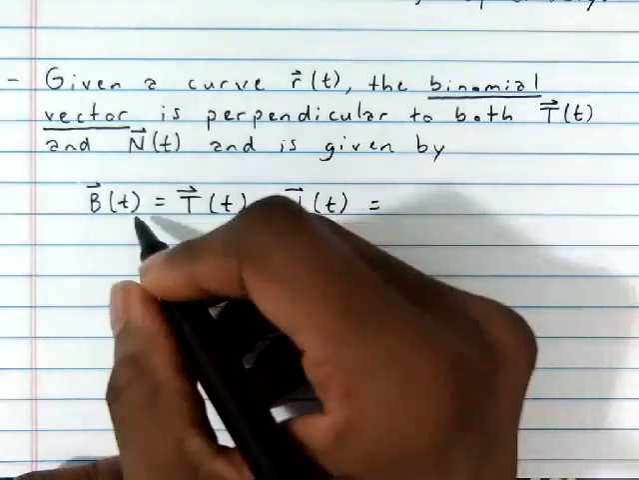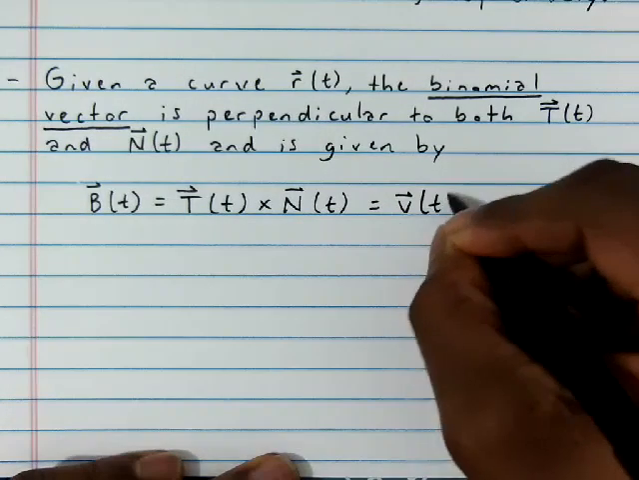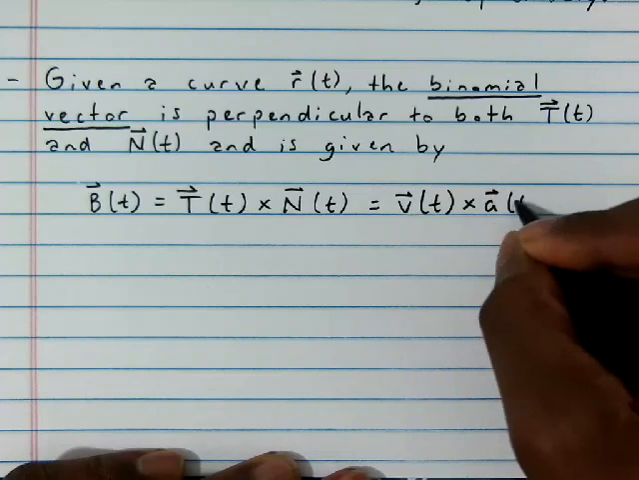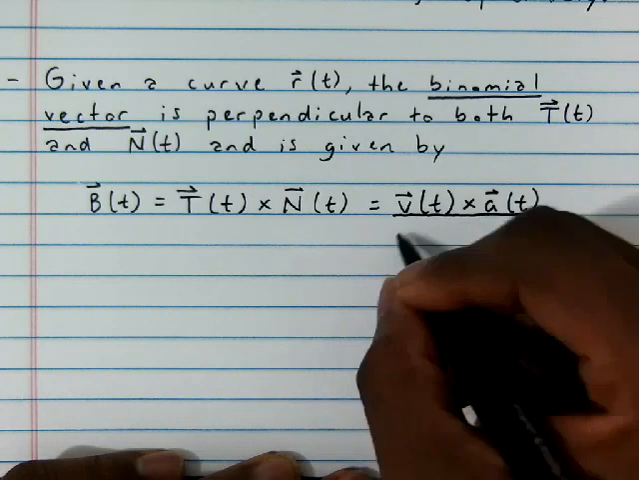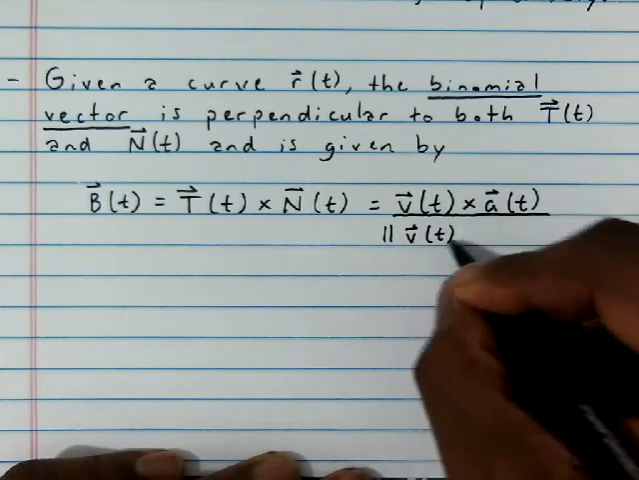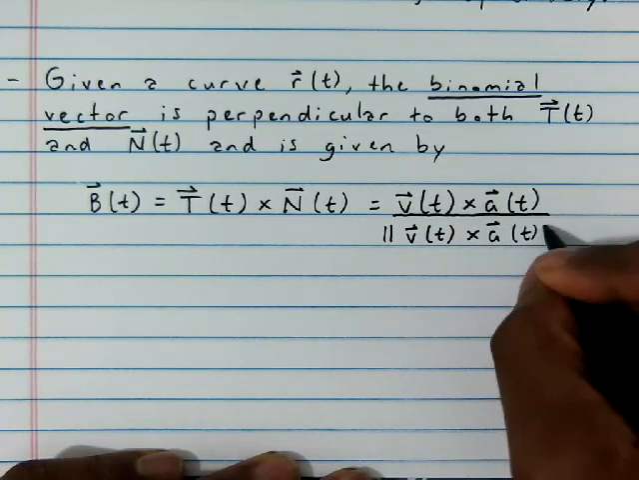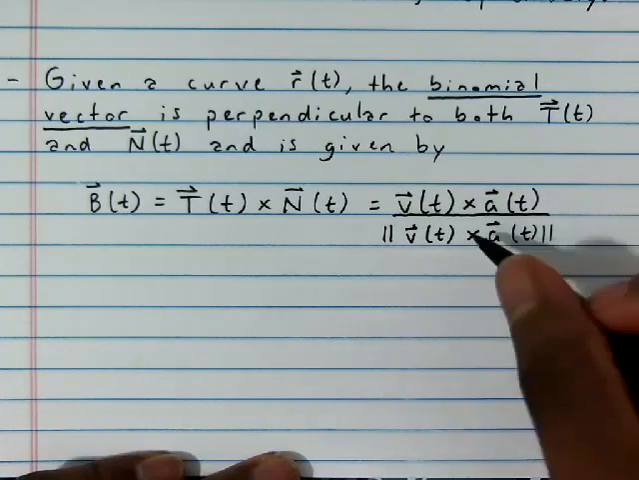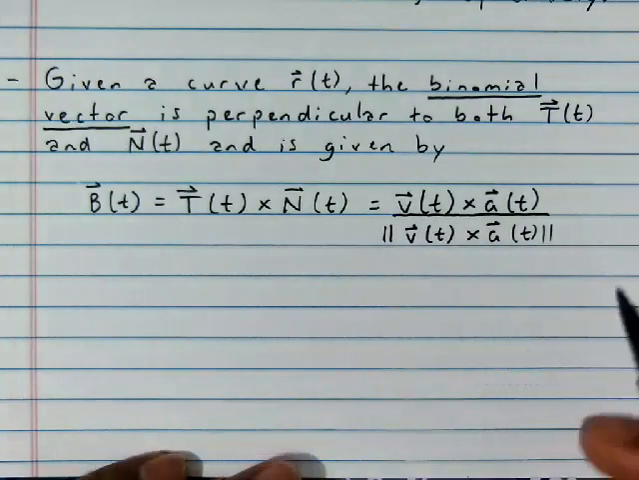So you can also compute B of t by just taking V of t cross A of t divided by the magnitude of V of t cross A of t, which may be less involved or may not. So either one of these approaches works to find the binormal vector.